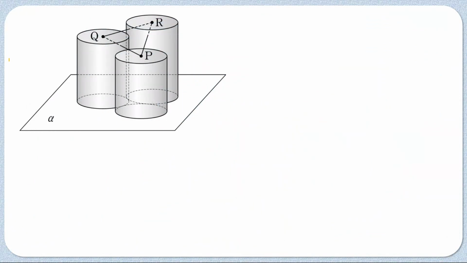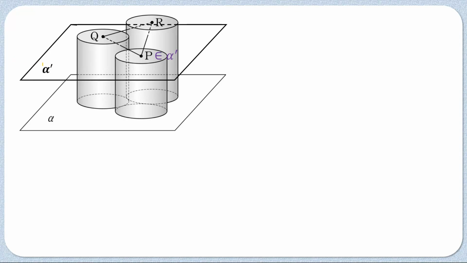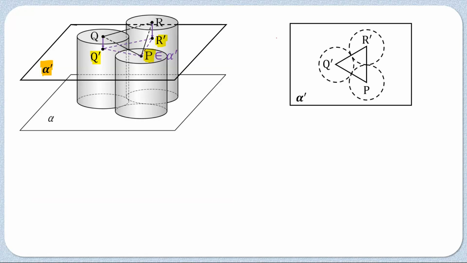Here, instead of plane alpha, let us think on a new plane called alpha prime, which is the plane that contains point P and is parallel to the original plane alpha. Then, we can construct the projections of points Q and R onto this new plane alpha prime, which we will call Q prime and R prime respectively. Now, let us think about this newly formed triangle PQ'R' on plane alpha prime.